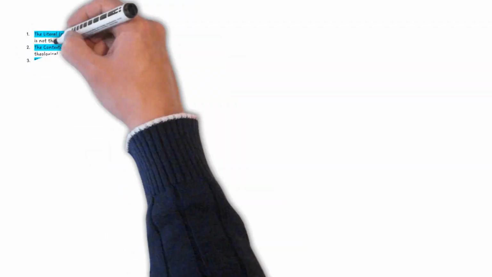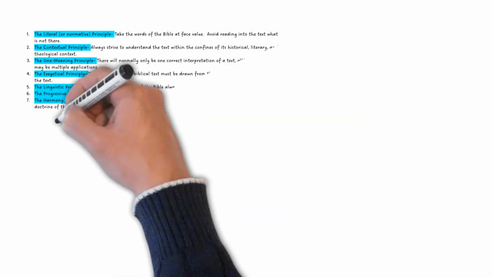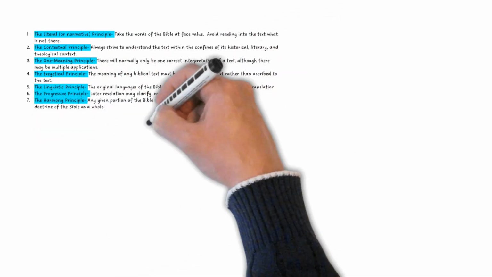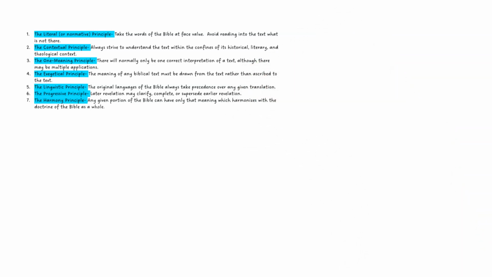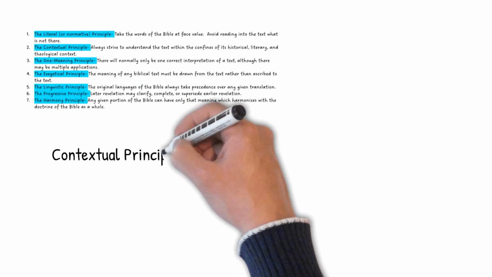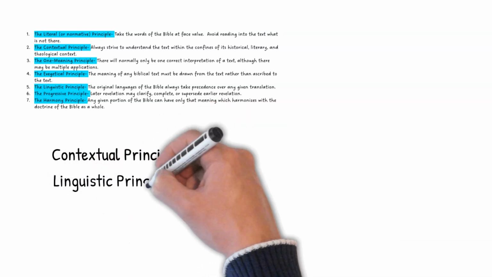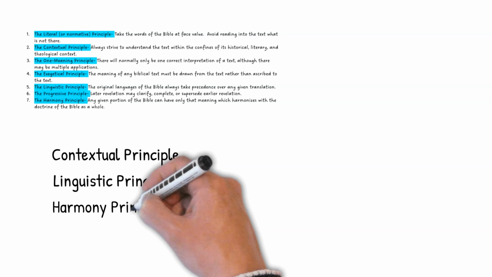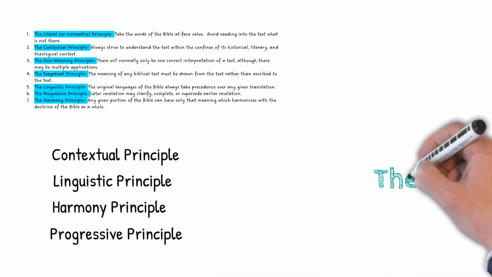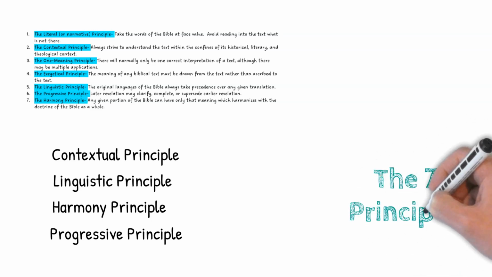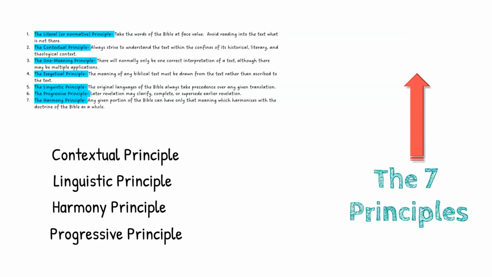In order to do an accurate word study, there's a few principles also that we're going to need to keep in mind. There's 7 in total when trying to understand the Bible, but I'm going to mention 4 that will pertain well to doing word studies. The first one is a contextual principle. The second one is the linguistic principle. The third one is the harmony principle, and the last one is a progressive principle. So if you're not familiar with these principles, I highly recommend taking a moment to watch this video that I've created. It covers them well.